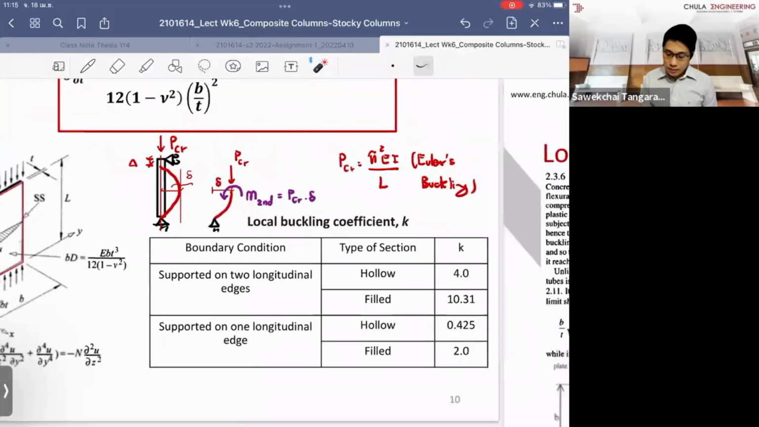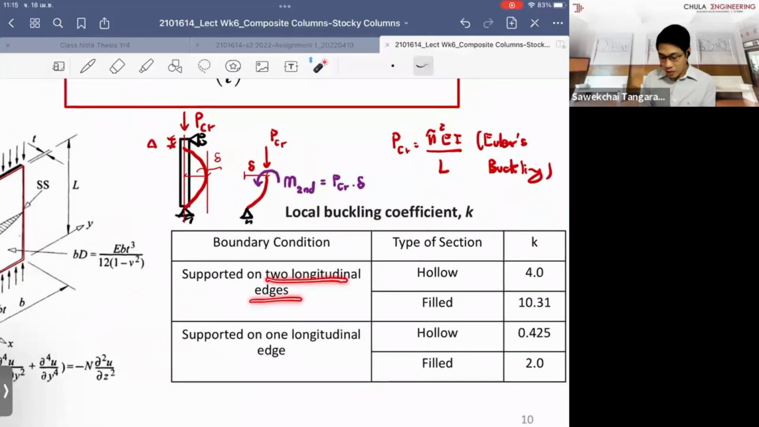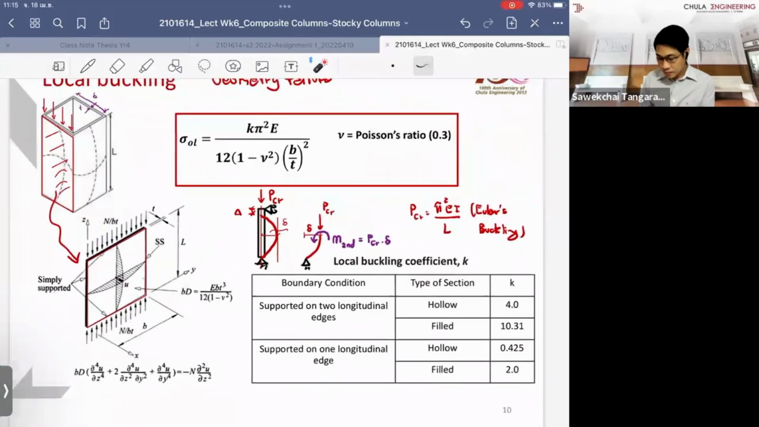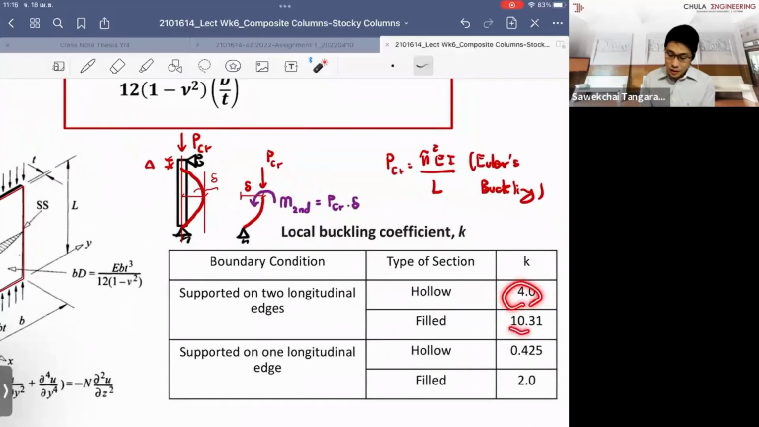And what I would like you to notice as well is that the coefficient K determines the buckling capacity. The higher the K, the more force the section you look at can resist. Here, with the same boundary condition, which is the two longitudinal edges being supported, the K value of the hollow section alone and the K value of the composite section are quite different. The composite section can give more buckling capacity than the hollow section alone, around 2 times more, about 2.5 times approximately, right?